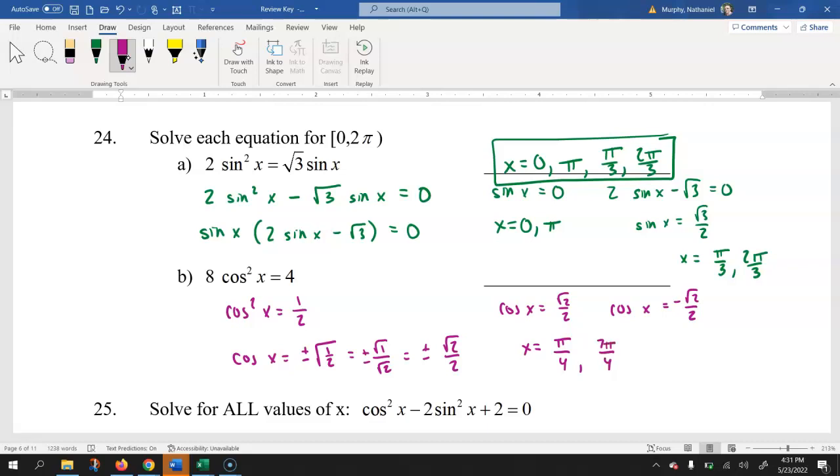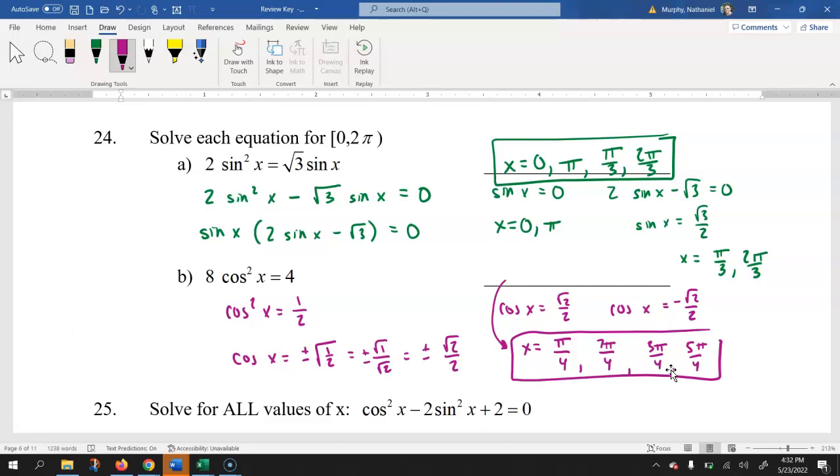So those are the two spots where the cosine of x would be a positive square root of 2 over 2. Where is it a negative square root of 2 over 2? Well, that happens at 3 pi over 4 radians and 5 pi over 4 radians. So it doesn't matter what order you put those in. Those would be your answers for letter B.